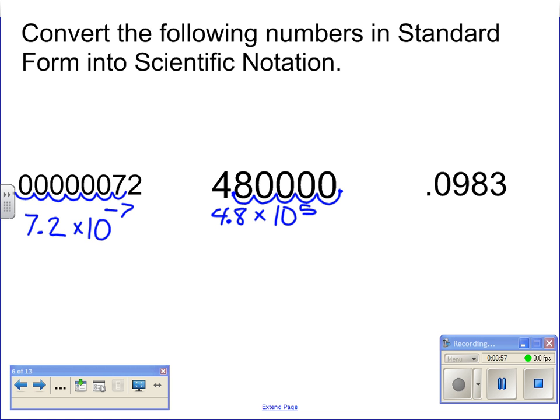And now we have one remaining. We go 1, 2, and it's going to be negative. I'm sorry, I forgot the other parts to that one. 9 and 83/100 times 10 to the negative 2nd. The 83 remain behind the decimal. That's why we don't worry about those two.